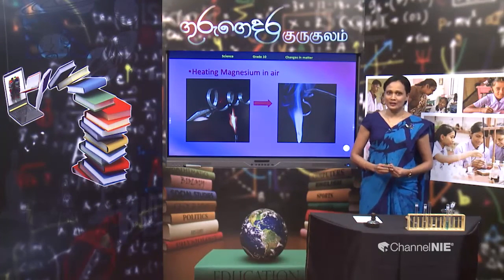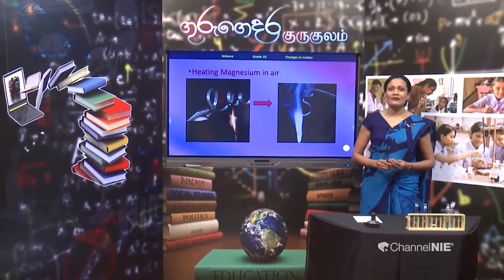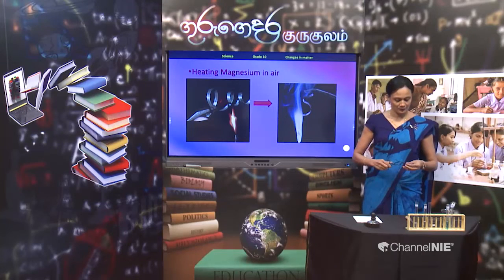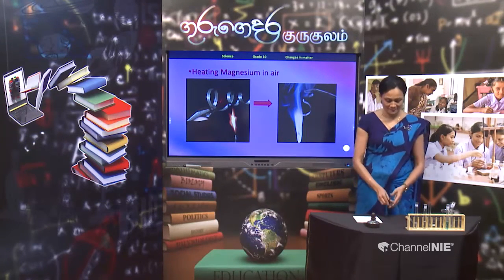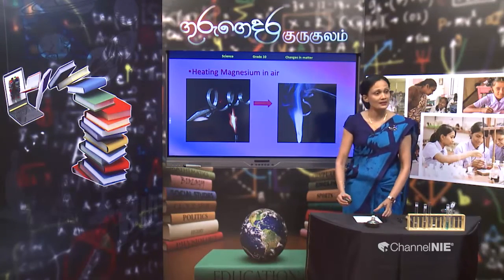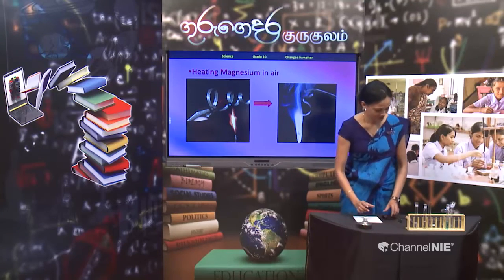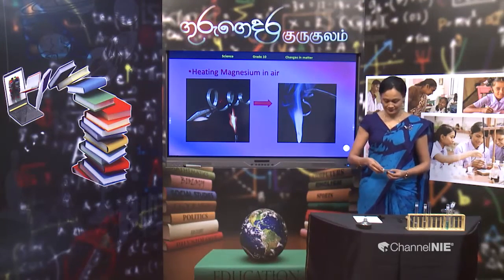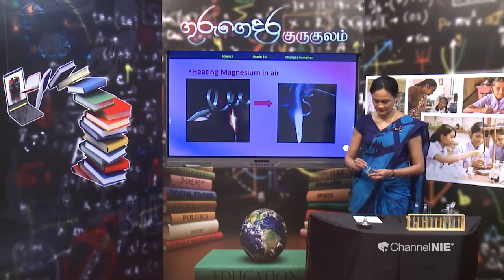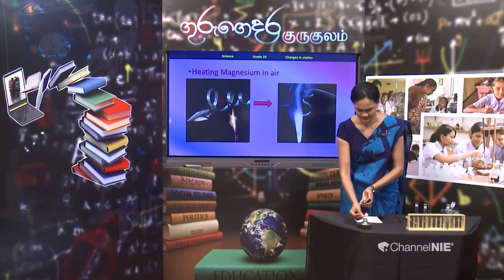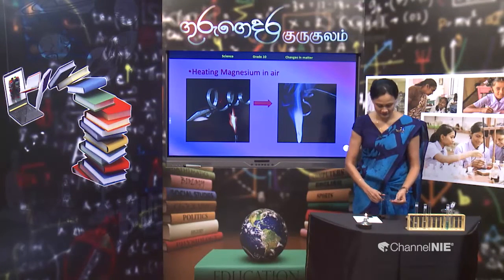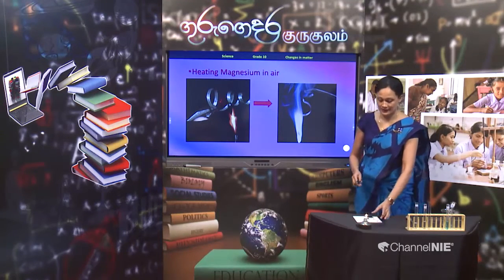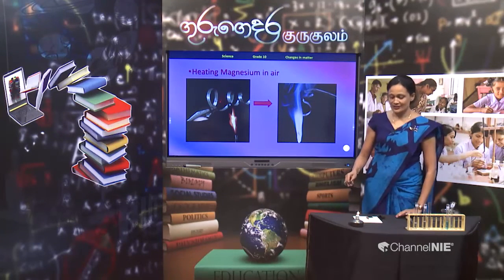First of all, I would like to show you how magnesium reacts with air. For that, I got a magnesium strip onto a pair of tongs. Then here as a burner I used a spirit lamp. Now I am going to light it. I am going to heat it by using the flame. Okay children, you need to observe it well.